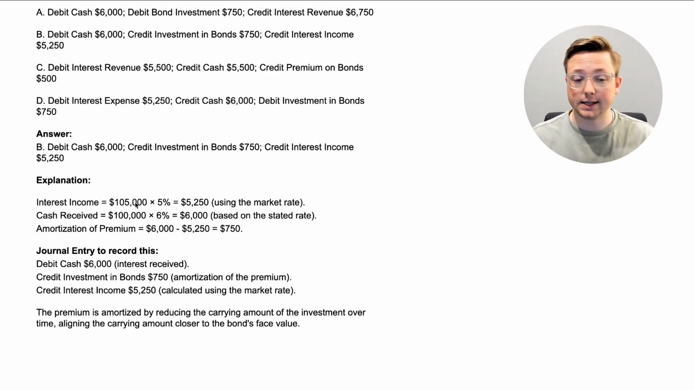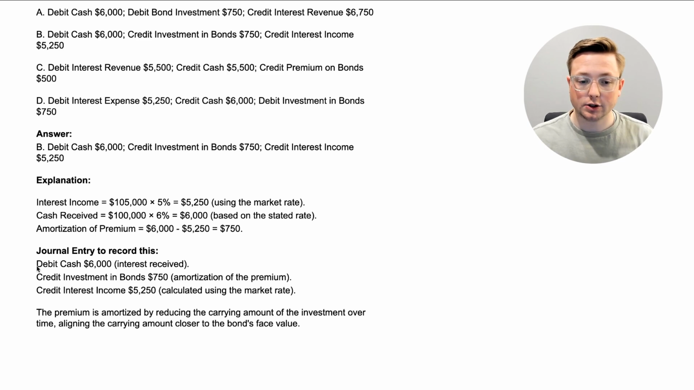So the interest income is the carrying amount multiplied by the market rate, and that gives you $5,250 of interest income. The cash received, and again, this is the interest that you're actually going to receive each period from this bond, is the $100,000 par value multiplied by the stated rate. So 6% multiplied by 100,000 is $6,000. Again, this cash received is not going to change each time. And then the amortization of the premium is the cash received less the interest income, and that's $750 in this case.